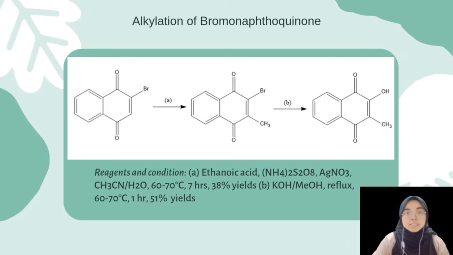Next is the research about alkylation of bromo-naphthoquinone compound. Firstly, for reaction A, the bromo-naphthoquinone underwent radical Hunsdiecker-type oxidative decarboxylation or oxymethyl addition in the presence of ethanoic acid, (NH4)2S2O8, silver nitrate, CH3CN, and water at 60 to 70 degrees Celsius for about 7 hours. The product is an alkylated bromo-naphthoquinone compound. Then, it underwent nucleophilic substitution in the presence of KOH or MeOH under reflux at around 60 to 70 degrees Celsius for 1 hour. The product obtained is hydroxyquinone with 51% yield.